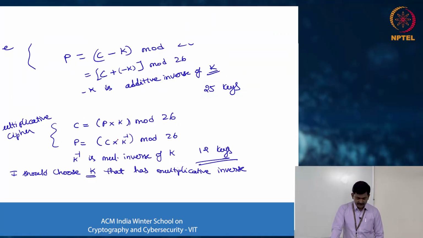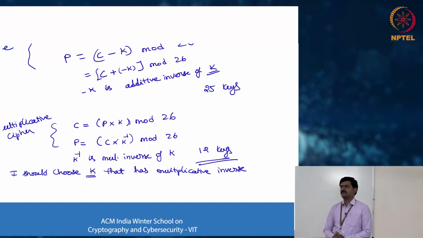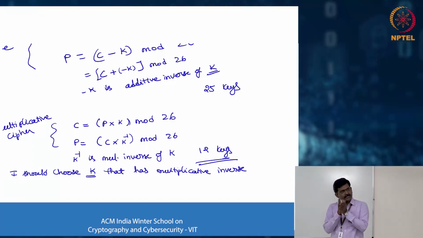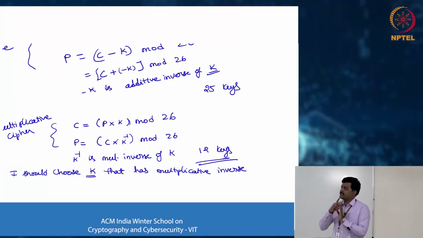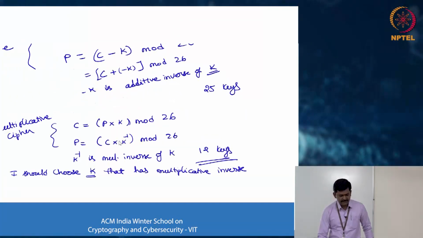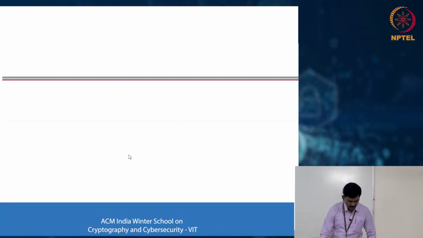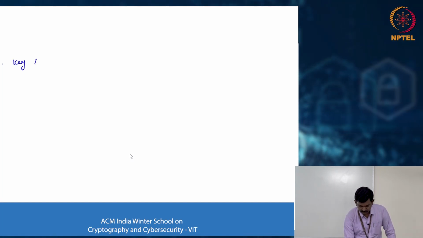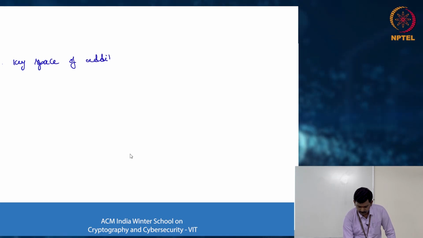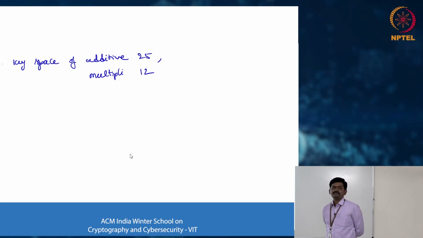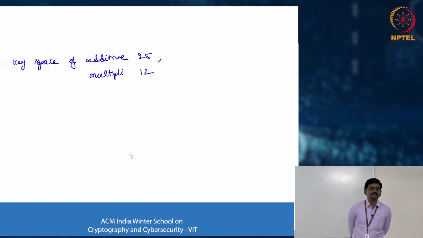One important thing you should remember, not only for multiplicative ciphers or additive ciphers or anything: when I say that I am performing encryption with K, for decryption purpose I should use the corresponding inverse value for the arithmetic operation, right? That you should remember always. Now the point is this. Your key space from additive to multiplicative has come down to 12. It came down. But I want to increase it. What can I do?